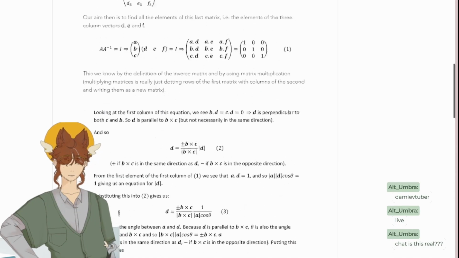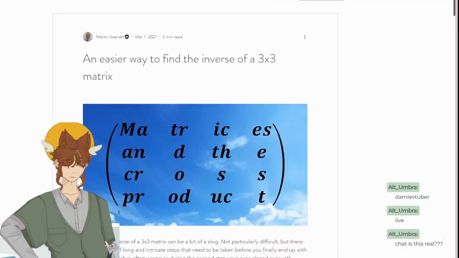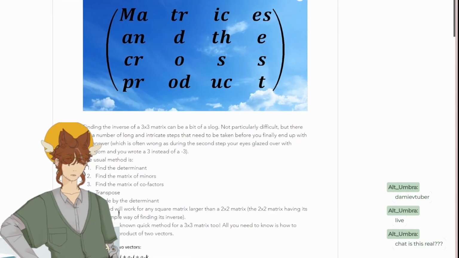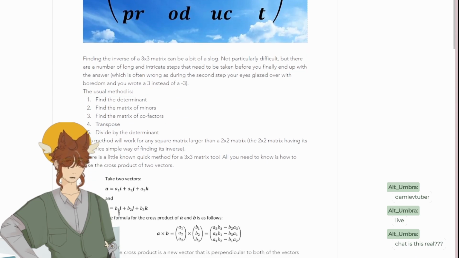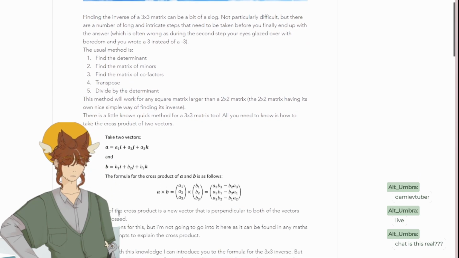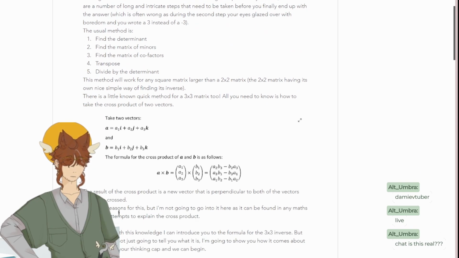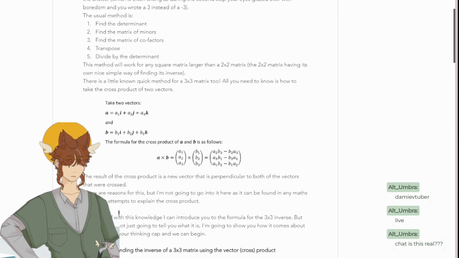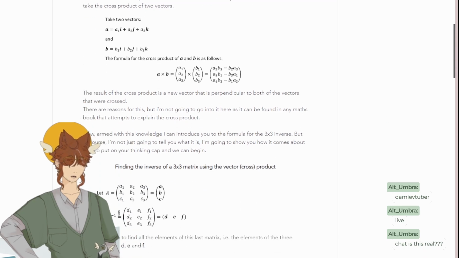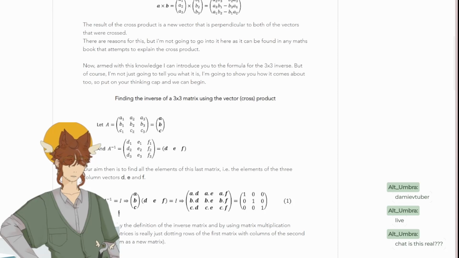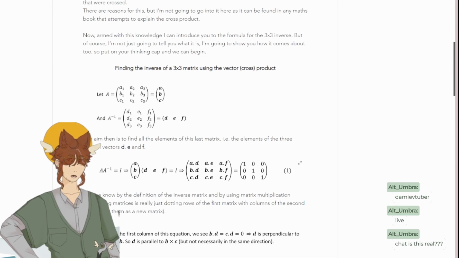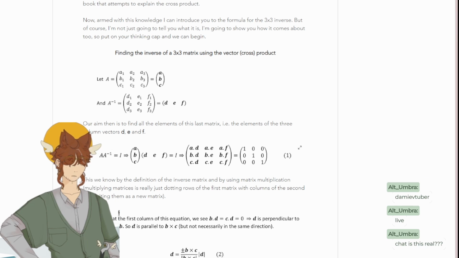Okay, so let's read this. From 2021. Well, it'll be easy to tell if this is a false thing. So take two vectors. The formula of the cross product is these. The result is a cross product that is perpendicular, sure. Our aim is to find all the elements in the last matrix. So A by A inverse gives the identity matrix, which is ABC times DEF. Which means that AD, sure.